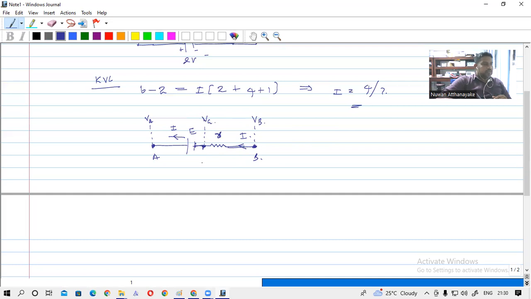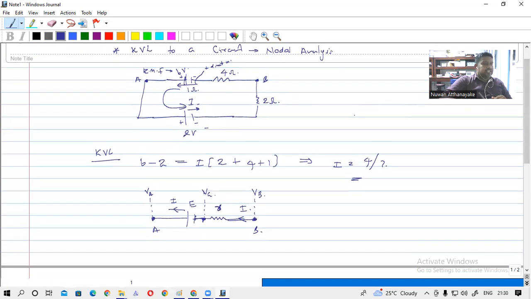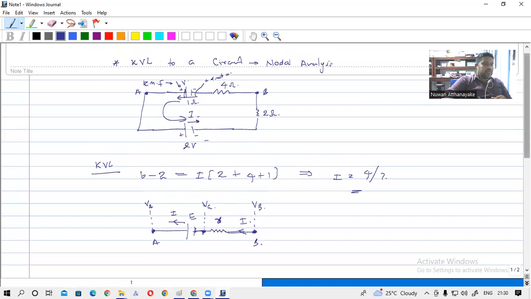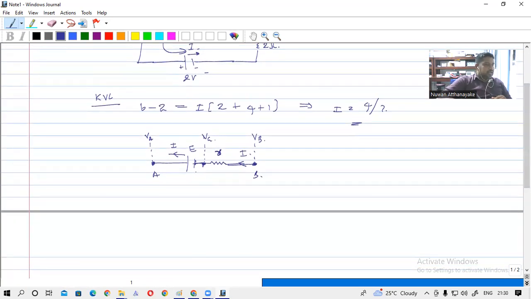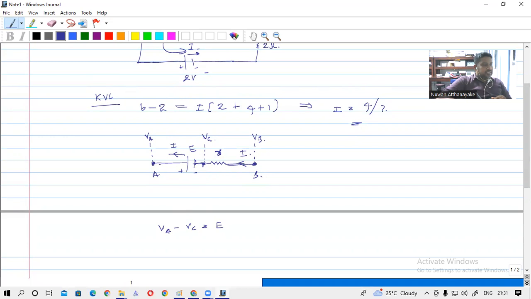So you know that if you consider a battery, in the same notation you can say that minus to plus is a plus value. So here the potential is high. VA minus VC will be E, the voltage between these two terminals. This is a logical terminal, actually. So it will be VA minus VC, and it is equal to E.